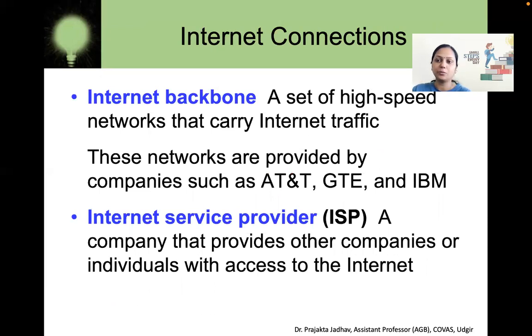Then, on the internet, there are some internet backbones, of course. Companies such as IBM, GTE, AT&T provide us with high-speed networks. They carry the internet traffic. They have the appliances and instruments which have access to the internet, and they give you servers. So they have servers, from where you can retrieve the information. So they are called internet backbones.